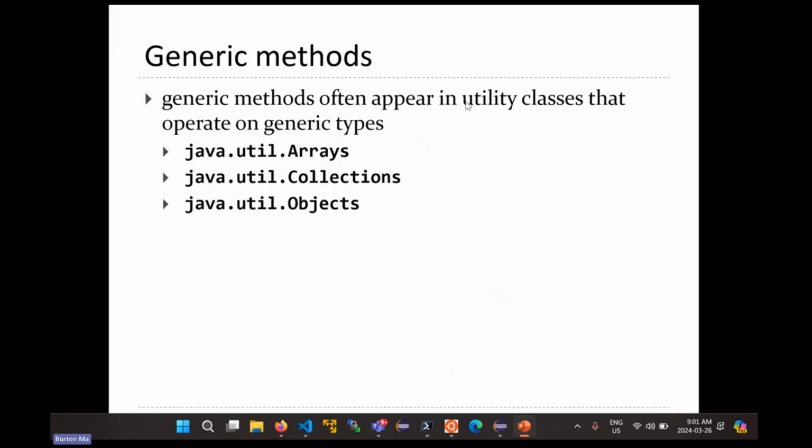These sort of things show up often in utility classes, especially in the standard library. In the standard library, you've got this class called Collections, with an S. That's the utility class that operates on Java collections, so lists and sets. If you look inside that class, all of the methods are marked as generic methods. The same is true in Arrays and in Objects. Many of the methods in Arrays operate on arrays where the element type is some unspecified type, so it's a generic method.